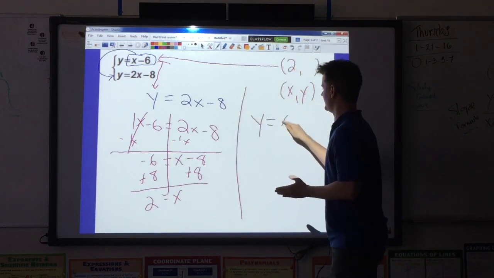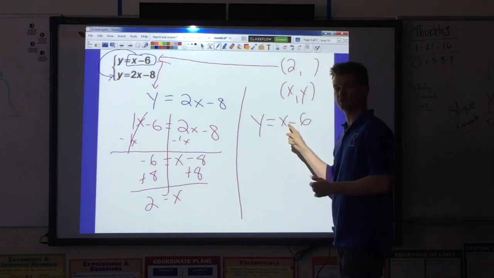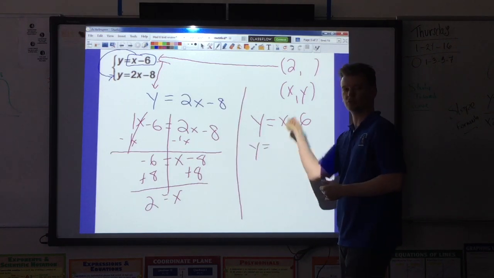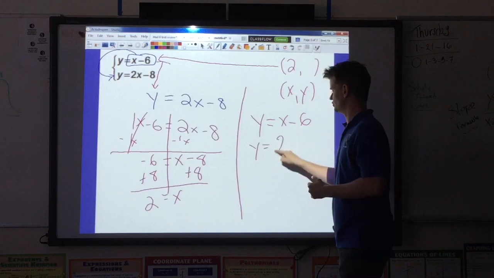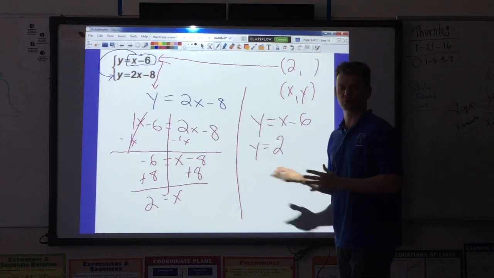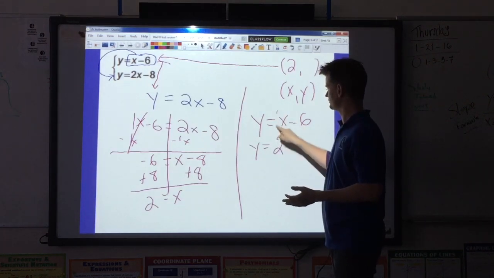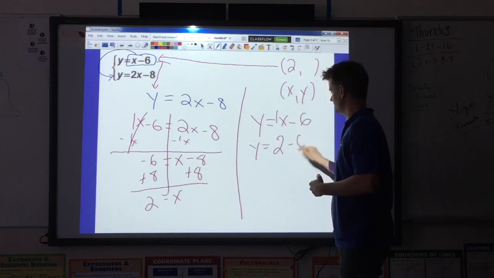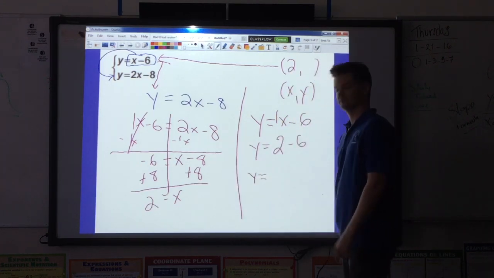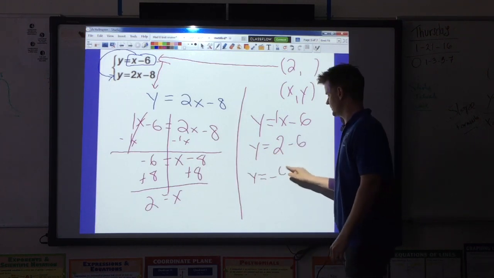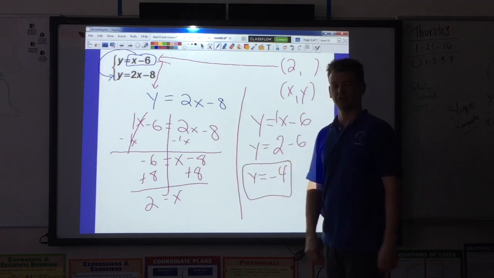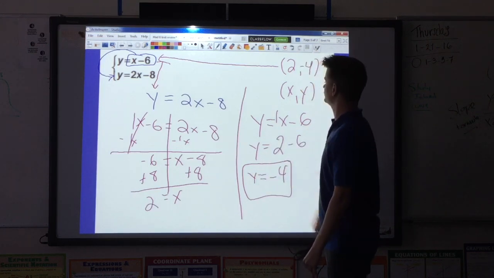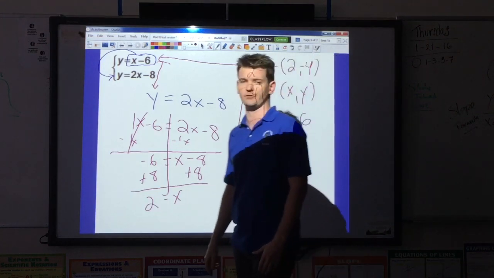y equals x minus 6. I know that x is 2, so when I go to the second level of the problem, I'm going to remove the x and replace it with a 2. The reason there's no multiplication there is because my coefficient is 1. 1 times 2 is 2. I bring down the negative 6. I combine my terms. 2 minus 6 gives me negative 4. And I just found the y. Looks pretty easy to me. My solution is 2 comma negative 4.